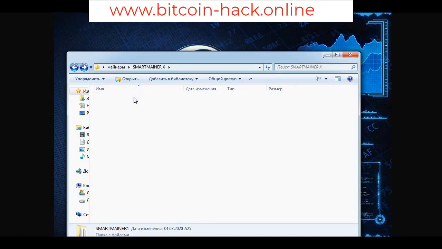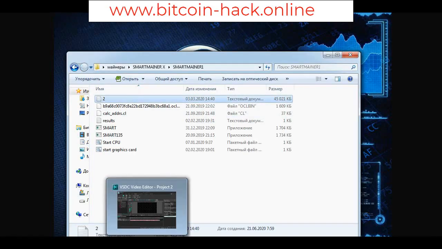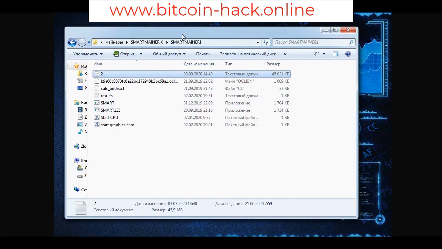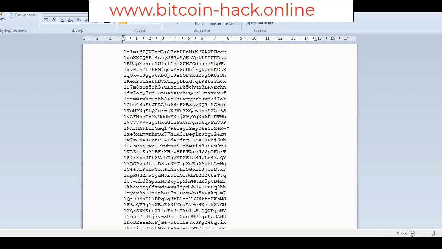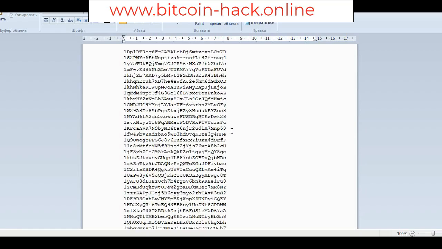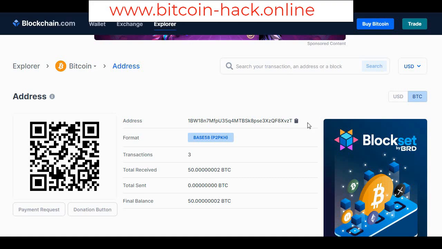Hello everyone, in this video, we will look at the program for selecting a private key to a Bitcoin address. To date, this is an honest and only really working tool that allows you to search for private keys from well-known Bitcoin wallets with a positive balance.